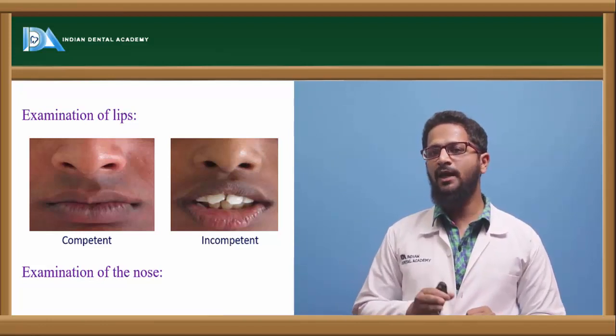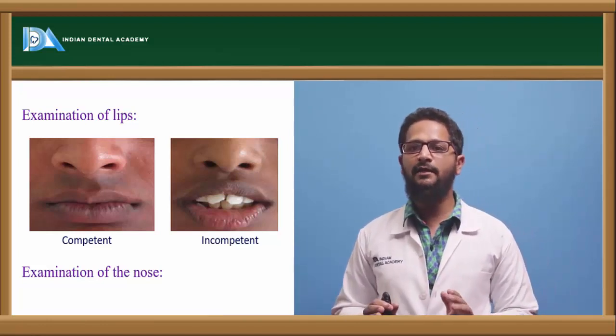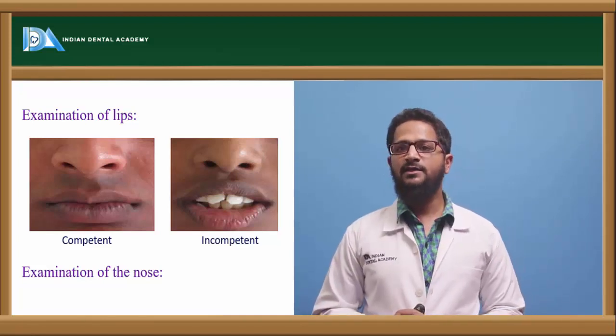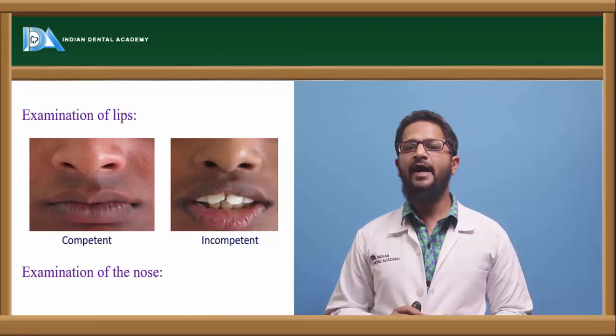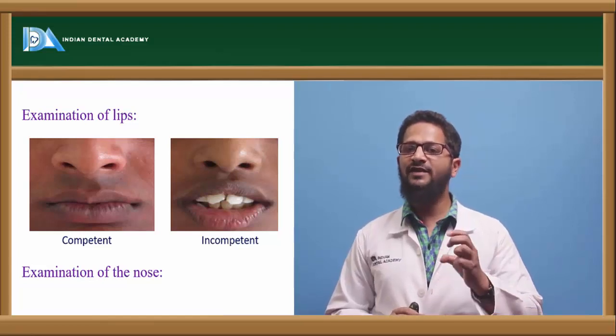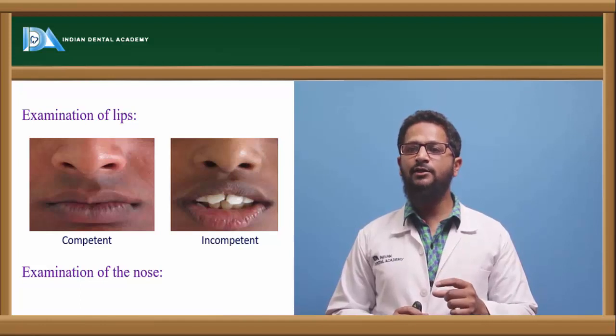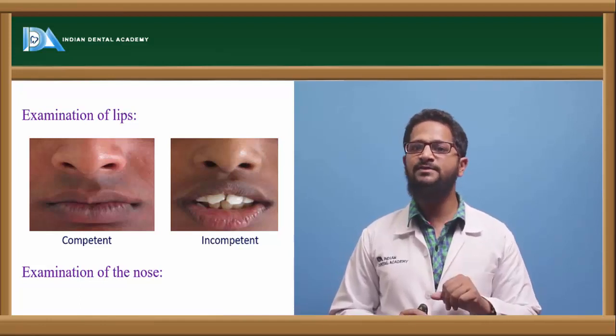These type of lips are normally developed and a normal lip seal can be seen when the patient closes the mouth. In case of incompetent lips, these type of lips are usually seen because of lack of proper development of the lip. There exists space between the upper and the lower lip and there isn't the formation of lip seal.